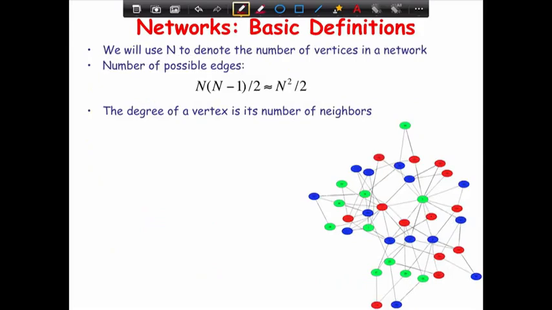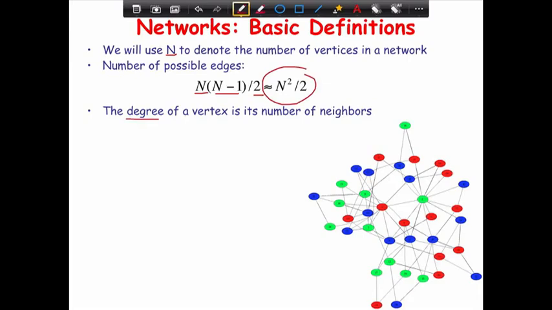Throughout the course, we will use capital N to denote the number of vertices in a particular network. What is the largest number of edges that there can be in a network with N vertices? The answer is N times N minus 1 divided by 2. That comes from there being N choices for a vertex to appear at one end of the edge, N minus 1 choices for a different vertex to appear at the other end. We're not allowing self-loops in our definition of networks. And then I need to divide by 2 because in the calculation so far, I've counted each edge twice. Less important than the exact formula is the fact that the number of edges grows quadratically, roughly as N squared divided by 2 in the number of vertices.